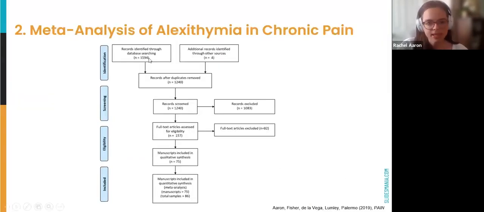This is a PRISMA diagram you see with meta-analyses. You can see that we identified about 1,200 studies, and we reviewed every abstract for potential eligibility. Then we reviewed full text, and we wound up with 75 studies that measured alexithymia in a chronic pain population. Then we were able to extract findings from each of these studies to draw some big conclusions.